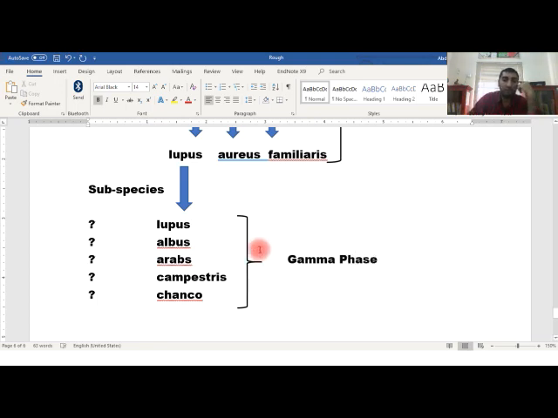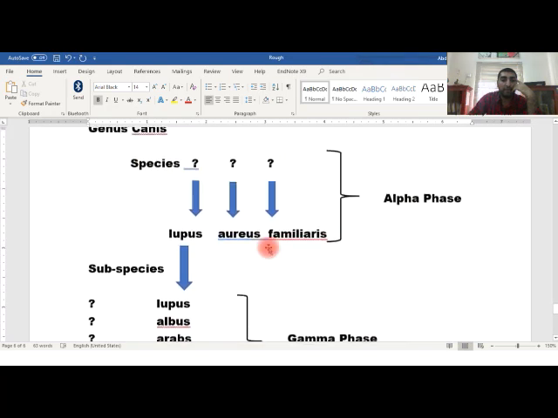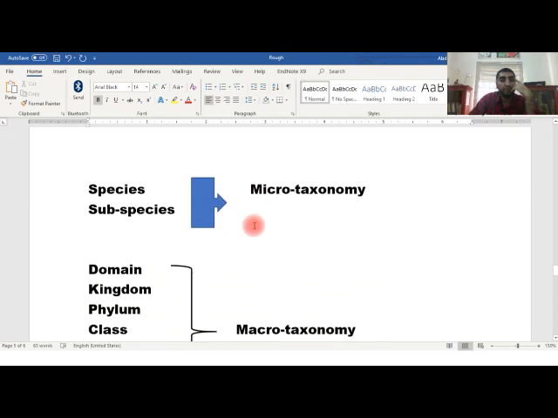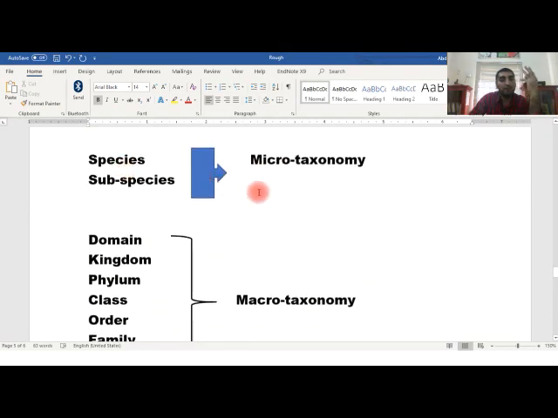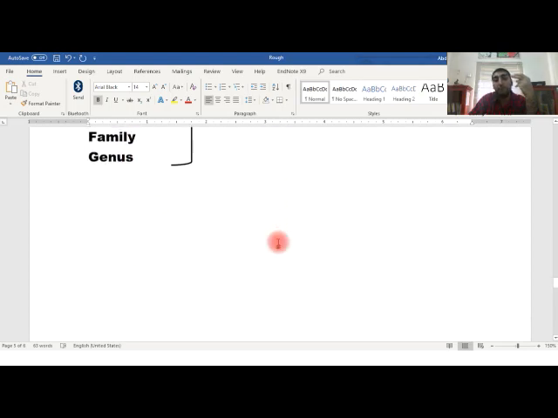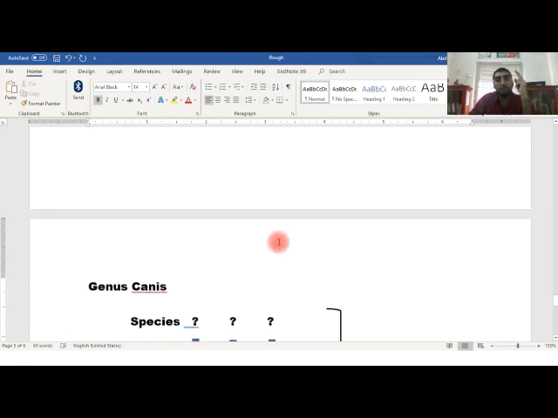अब आपको अगर समझ आ गई होगी शायद, हमने क्या कहा, दोबारा से एक बार पढ़ते हैं। Simply, taxonomy has two divisions: one is microtaxonomy, one is macrotaxonomy. Microtaxonomy is when we study at species and subspecies level. When we study at higher levels, genus, family, order, class, phylum, kingdom, domain, this is macrotaxonomy. Now, microtaxonomy has two stages. One is alpha stage, one is beta stage.